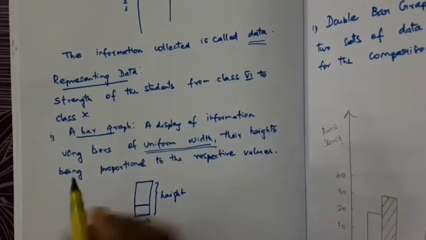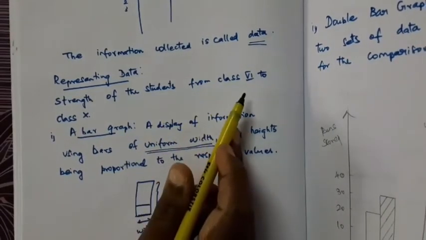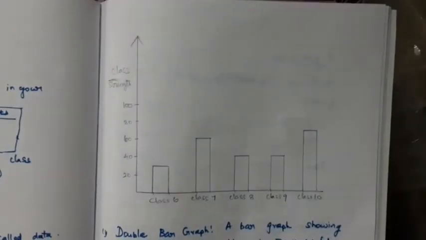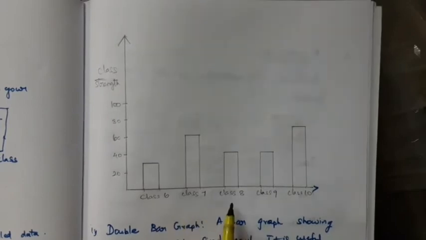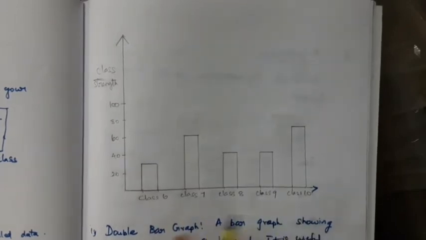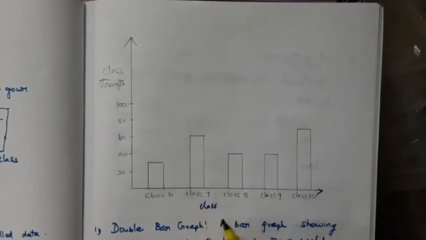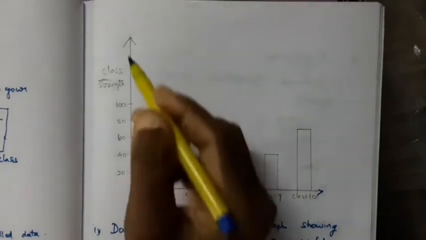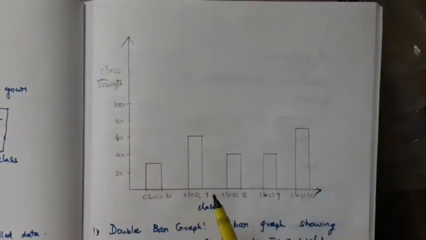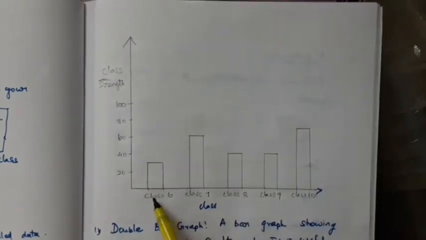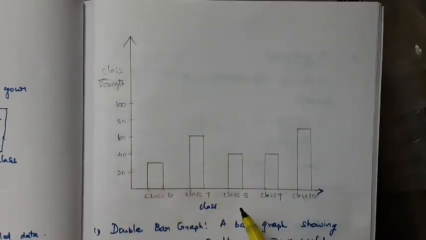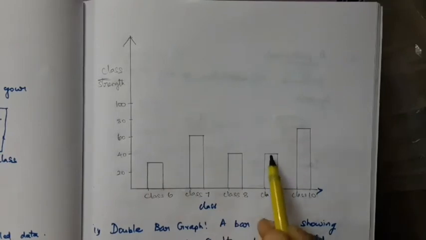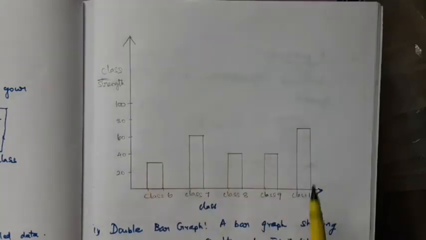Suppose now we want to represent the strength of the students from class 6 to class 10. Here is how we can represent that. Here you can see class 6, class 7, class 8, class 9 and class 10, on the horizontal axis. On the vertical axis I have the class strength. What information can I get from here? The strength of class 6 is around 30. The strength of class 7 is 60. The strength of class 8 is 40. The strength of class 9 is 40 and the strength of class 10 is 80.